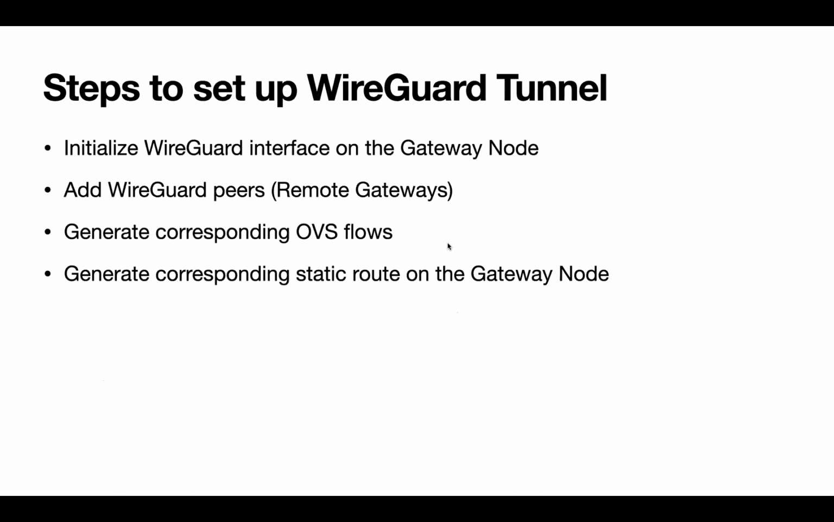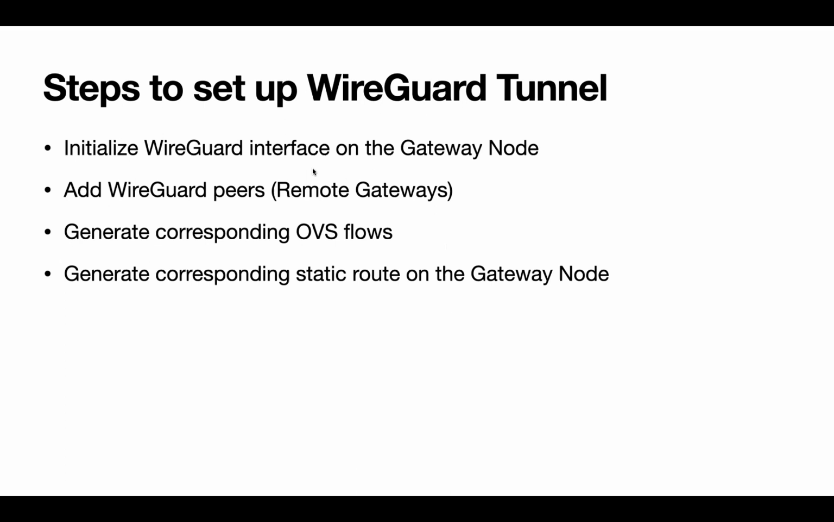So in this section, I will introduce the details of the design. I think the WireGuard tunnel in Antrea multi-cluster can be divided into 4 steps. The first step is to initialize the WireGuard interface on the gateway node.